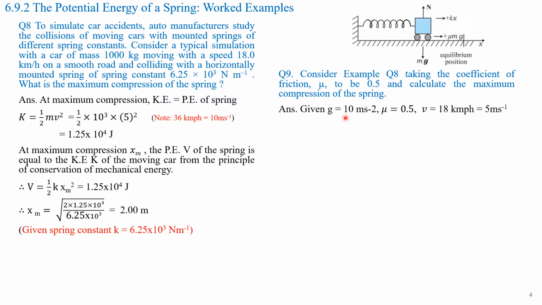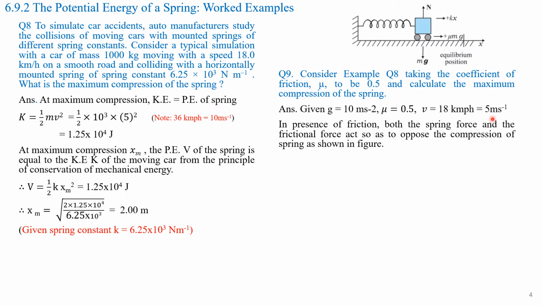Therefore, it is given, from the previous question, that g is equal to 10 meters per second square, mu is equal to 0.5, and the speed v is equal to 18 kilometers per hour, that is equal to 5 meters per second. In the presence of friction, both spring force and frictional force act so as to oppose the compression of the spring, as shown in the figure.